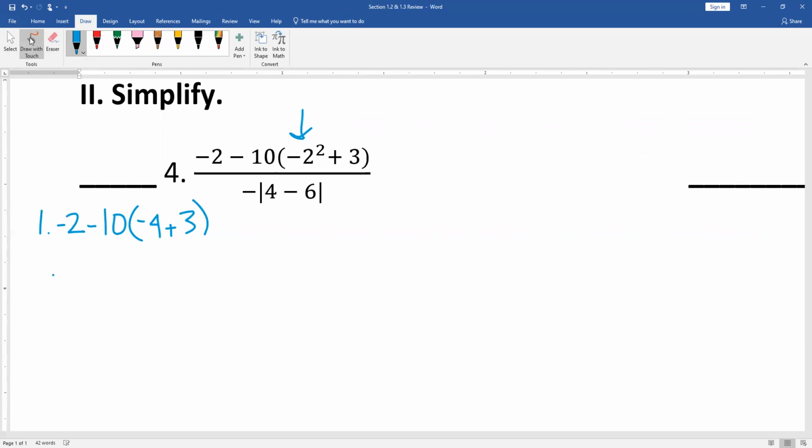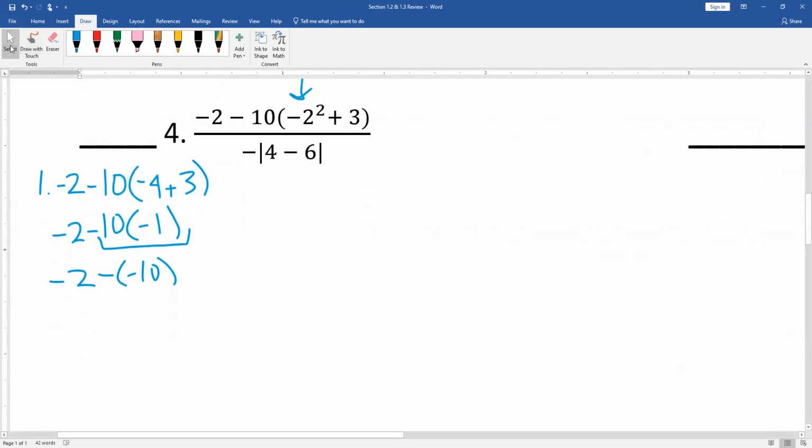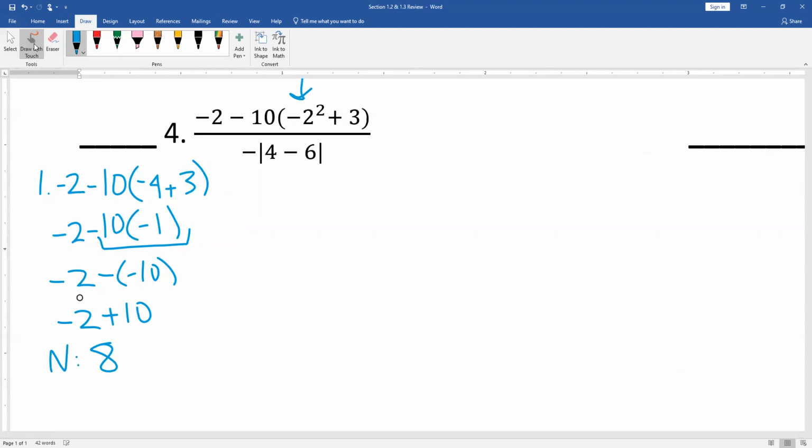Let's solve inside those parentheses. We have -2 minus 10, and -4 plus 3 is -1. Let's do our multiplication, which is this 10 times -1. So this is -2 minus 10 times -1, which is -10. That's just -2. Oh, did I really just do that? It's -2 plus 10, which is 8. All right, so there's our numerator.